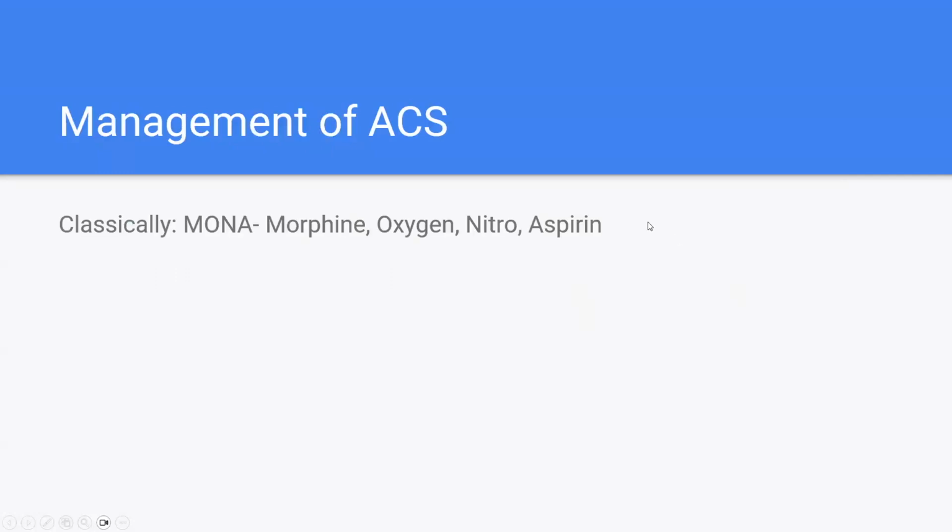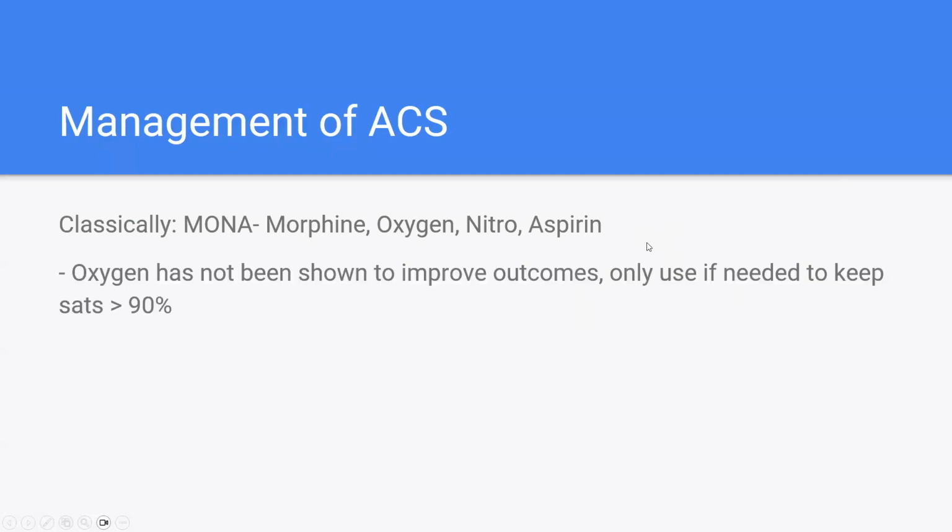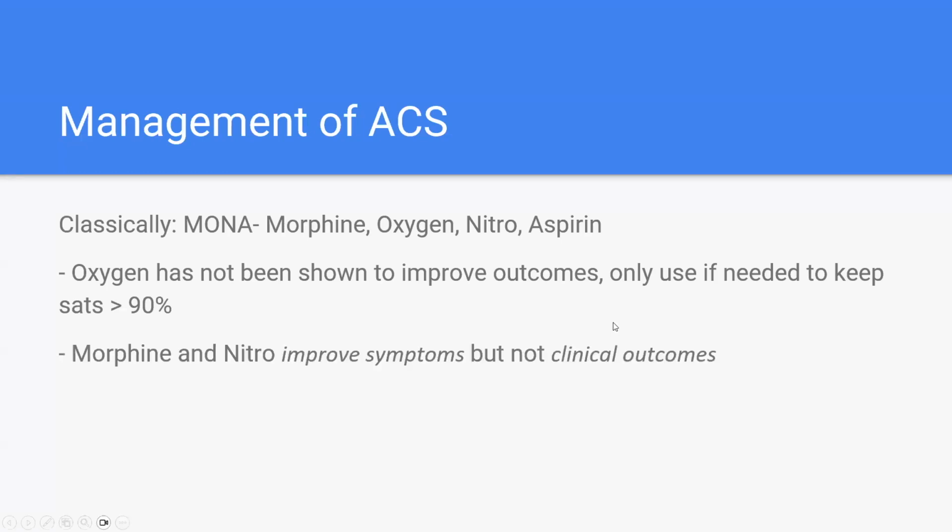All right, management of ACS. Classically, what I learned, MONA, that's a very traditional treatment for ACS: morphine, oxygen, nitro, and aspirin. This is probably outdated now. Oxygen has not been shown to improve outcomes unless someone is actually hypoxic. If they are legitimately hypoxic, then you add oxygen, but you don't need to put it on them for no reason. Morphine and nitro certainly help symptoms, but not clinical outcomes. Aspirin, of course, we still use.